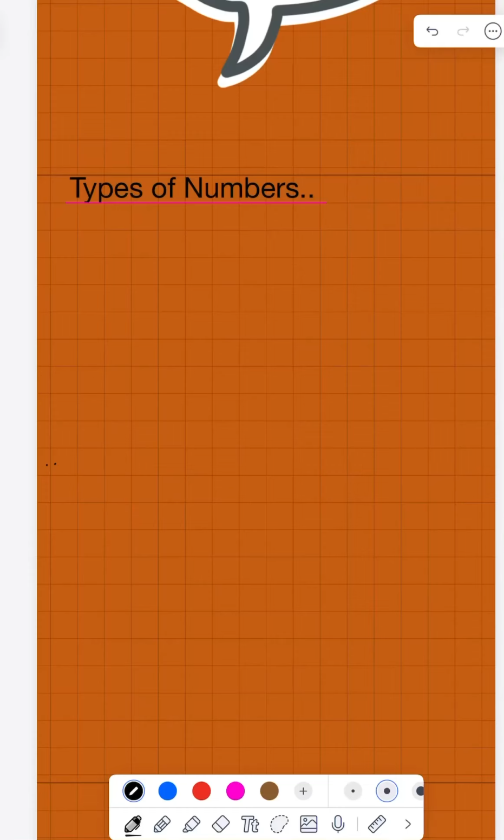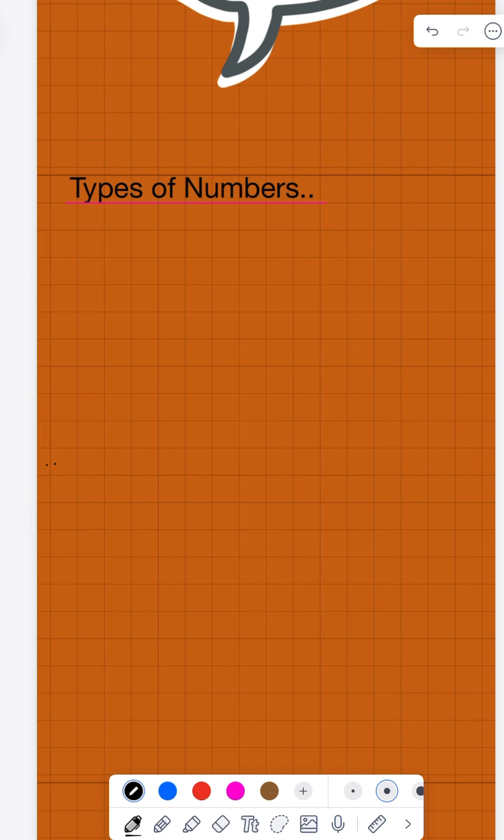What we call types of numbers. So we're going to look at the following types of numbers, which are natural numbers, whole numbers, integers, rational numbers, irrational numbers, terminating decimals, recurring decimals, and prime numbers.